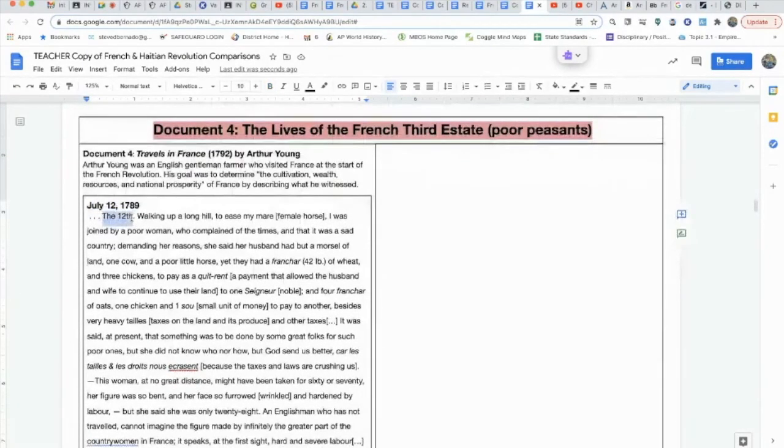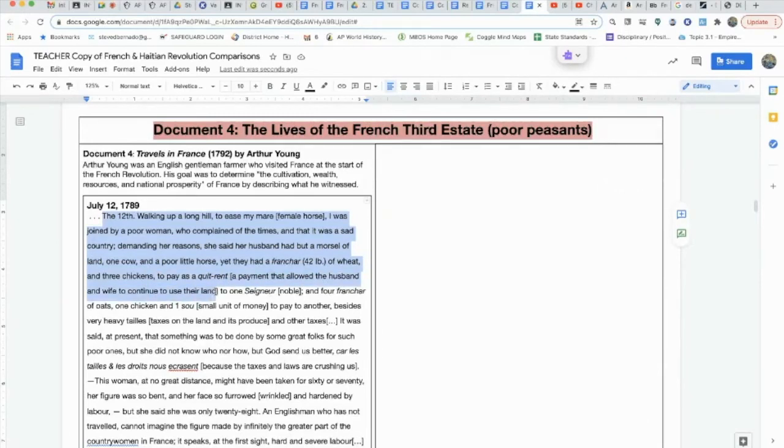The 12th. This is Arthur Young in France. Walking up a long hill to ease my mare, that's a horse, female horse, I was joined by a poor woman who complained of the times and that it was a sad country. Demanding her reasons, she said her husband had but a morsel of land, small, one cow, and one poor little horse. Yet they had a franchar of wheat and 3 chickens to pay as quit rent, a payment that allowed the husband and wife to continue to use their land.